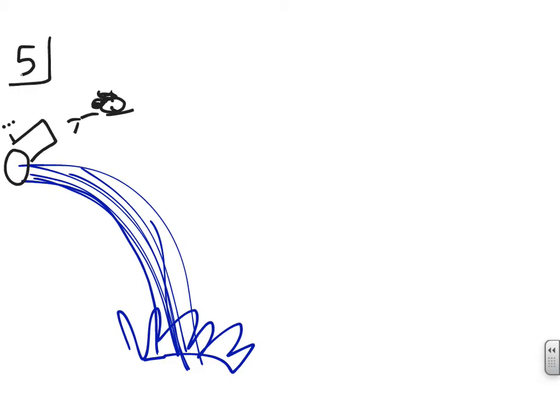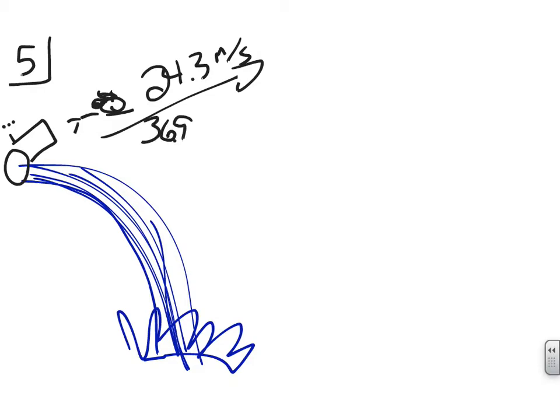In question number 5, Sada is being fired out of a cannon over Niagara Falls. Her velocity is 24.3 meters per second, and I shoot her at an angle of 36.9 degrees, which means, of course, she's going both sideways and up.